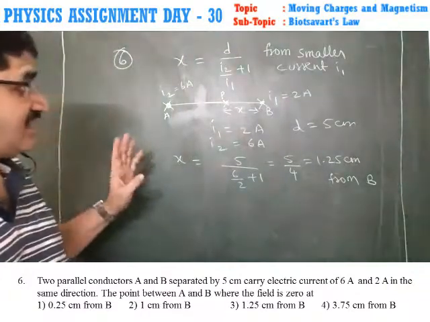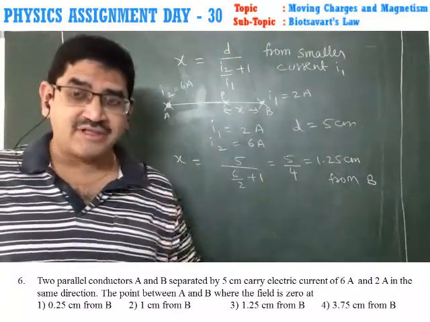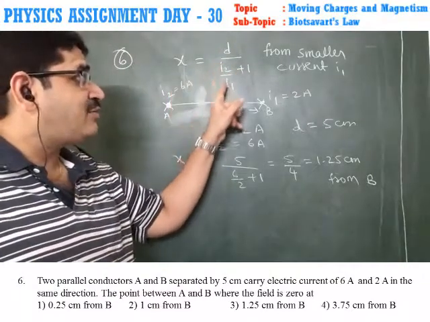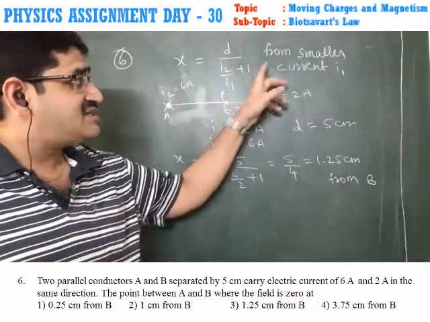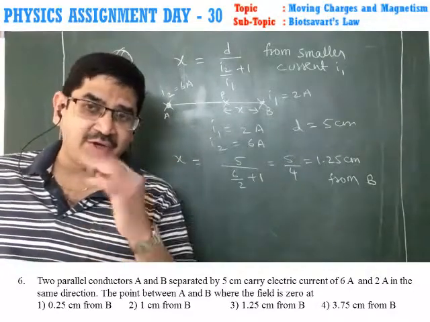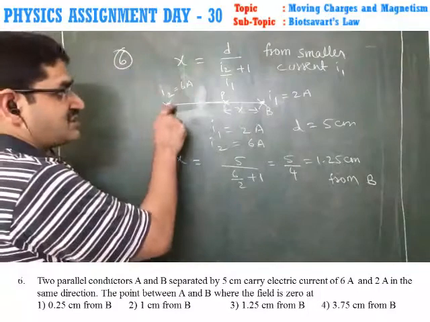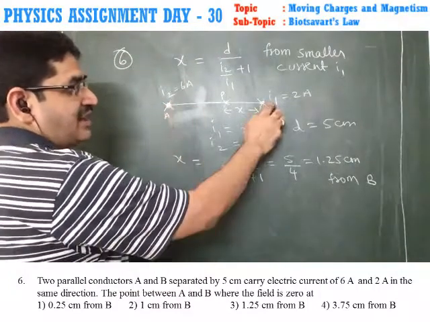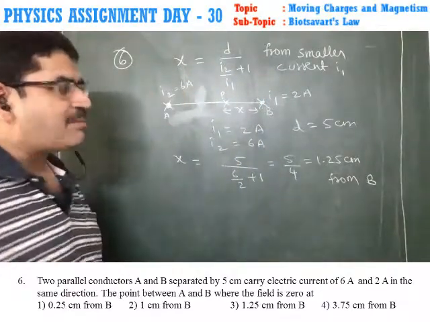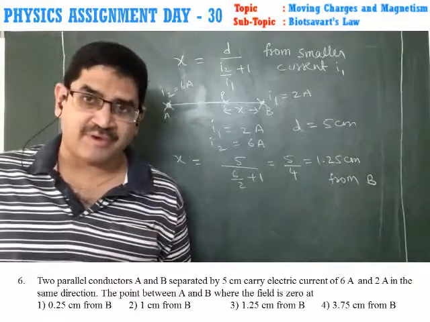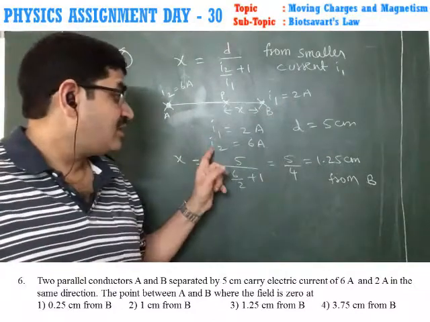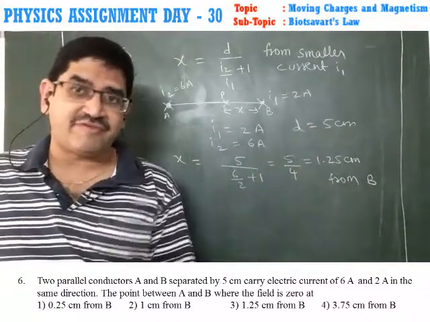The resultant magnetic field between 2 points when the current is moving in the same direction is zero at x equal to d by (I2 by I1 plus 1), where x is the distance from the smaller current I1. Whatever smaller current you take. Here, this is I2, 6 amperes, carried at A, and I1 is 2 amperes, carried at B. Let P be the point at which you get the null point or neutral point. At point P, I1 equals 2 amperes, I2 equals 6 amperes, and d equals 5 centimeters.